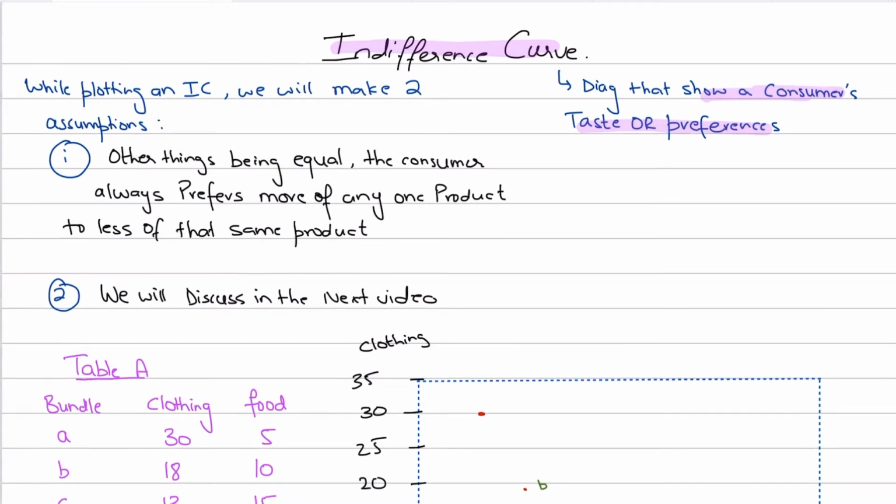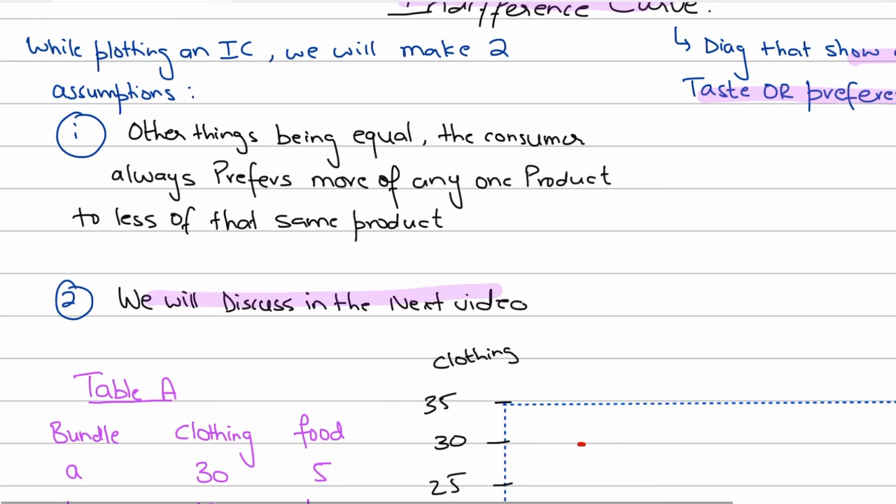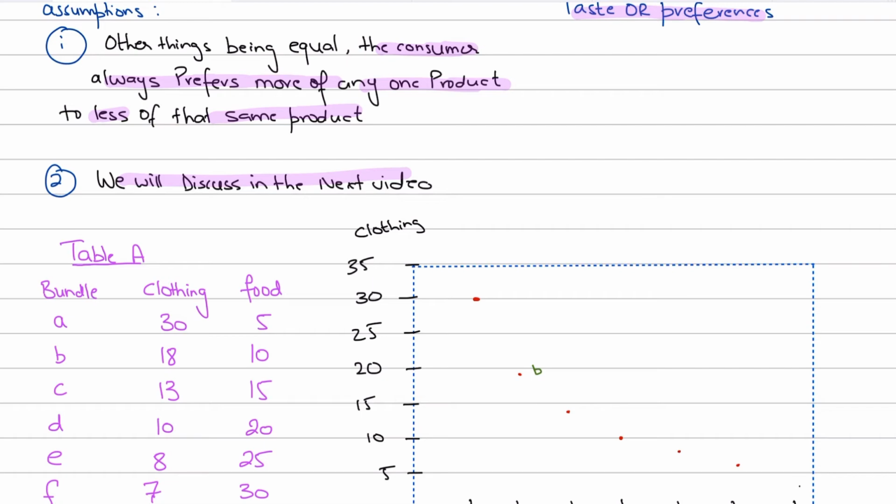But before that, we are going to be making two assumptions. The first assumption we'll see in this video, the second we'll see in the next video. So, guys, the first assumption is that when we're drawing the indifference curve, we're assuming that the consumer will always prefer more of any one product to less of that same product, because more is better for the consumer. And obviously he would prefer more of both products, because they give higher satisfaction or higher levels of utility, right?